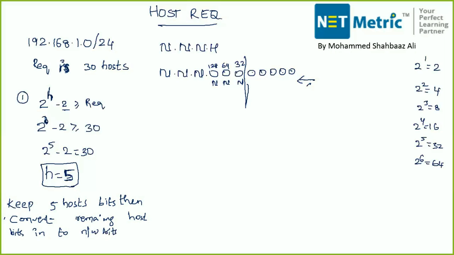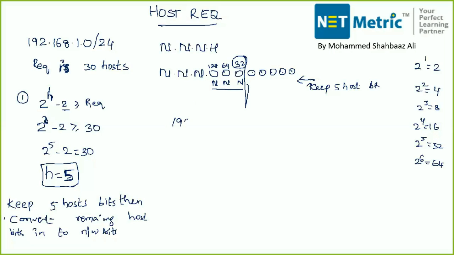You have to count from here, keep 5 host bits. So I am keeping the 5 host bits. After keeping the 5 host bits, whatever remaining are there, I am converting. Then 32 is my incremental value.